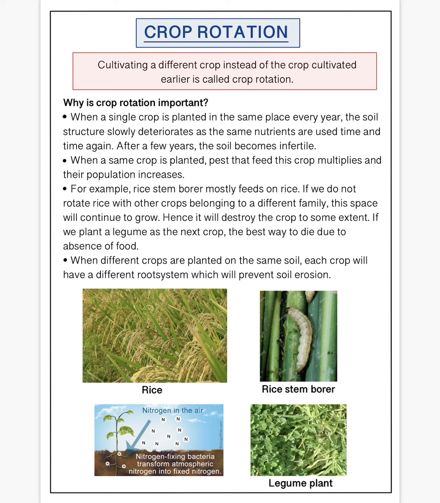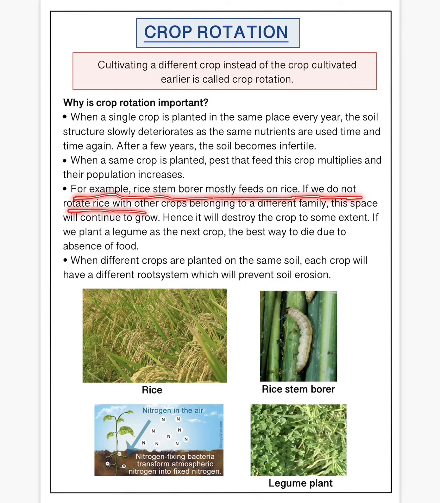So did you understand, children, why crop rotation should be done? Why is crop rotation important? When a single crop is planted in the same place every year, the soil structure slowly deteriorates, which means the nutrients are gone. As the same nutrients are used time and time again, after a few years, the soil becomes infertile. When the same crop is planted, pests that feed on this crop multiply and their population increases, which I explained. For example, rice stem borer mostly feeds on rice.